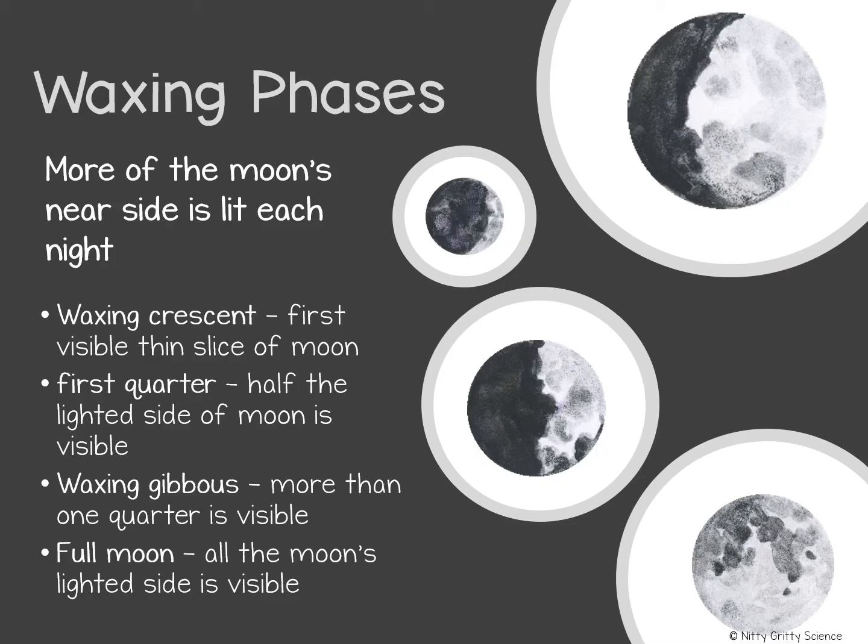During waxing phases, more of the moon's near side is lit each night. Week 1 is considered the first quarter, and as the lunar cycle begins, a sliver of light can be seen on the moon's western edge. By the end of the first week, the moon is at its first quarter phase. During the second week, more and more of the near side becomes lit, and at the end of week 2, it is at a full moon phase.